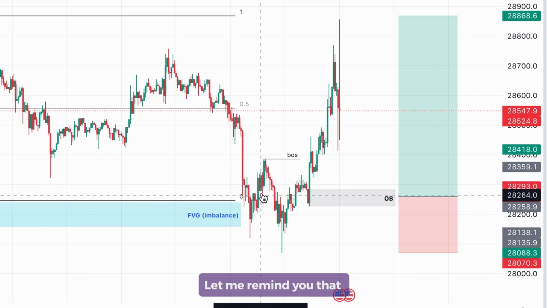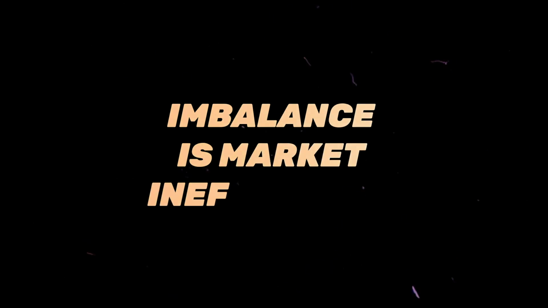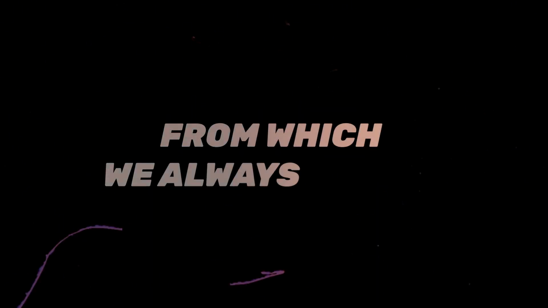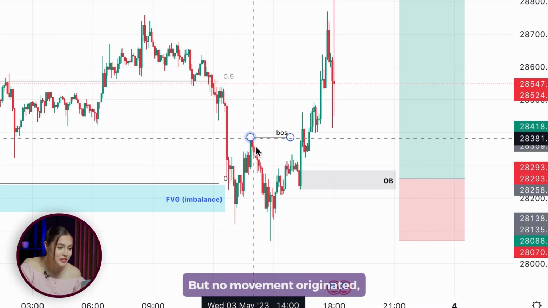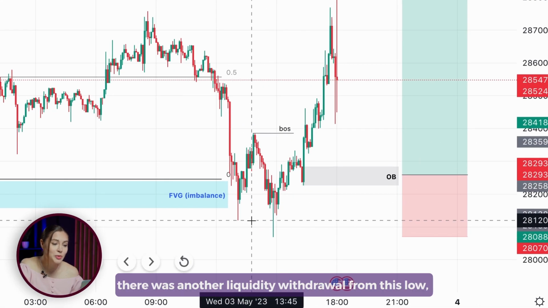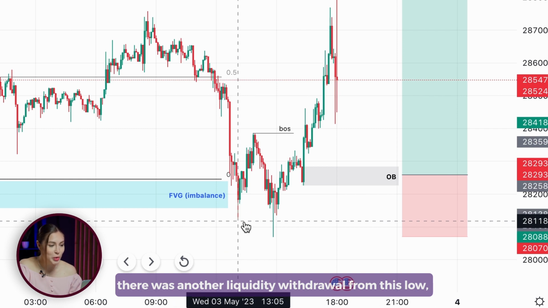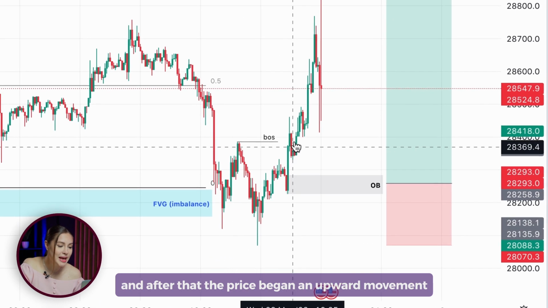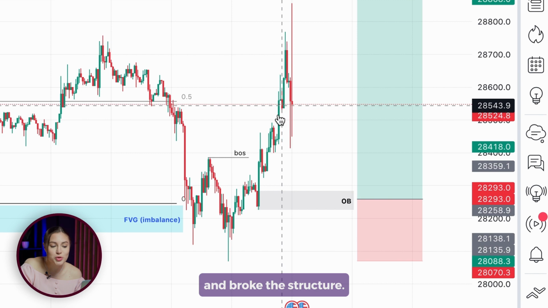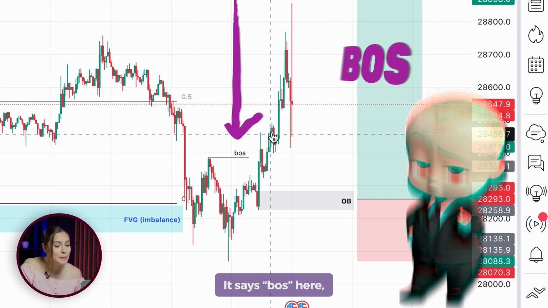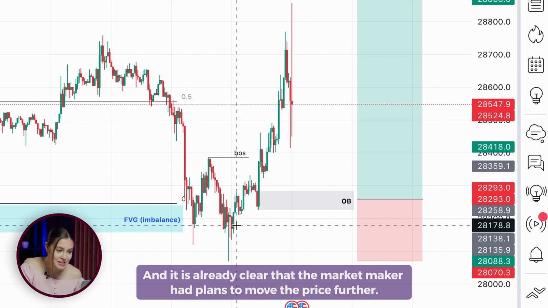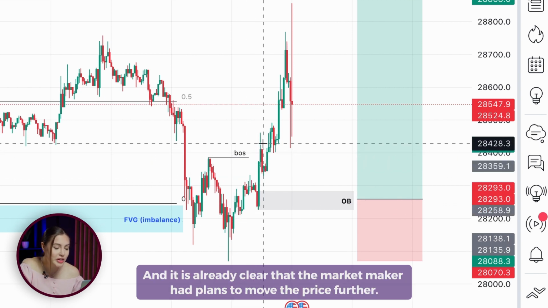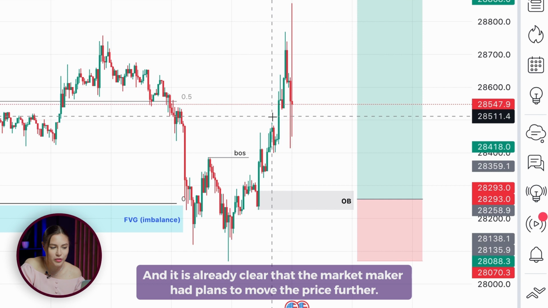Let me remind you that an imbalance is market inefficiency, from which we always expect a change in the chart direction. But no movement originated, there was another liquidity withdrawal from this low, and after that the price began an upward movement and broke the structure. It says BOS here, which means a break of structure, and it is already clear that the market maker had plans to move the price further.